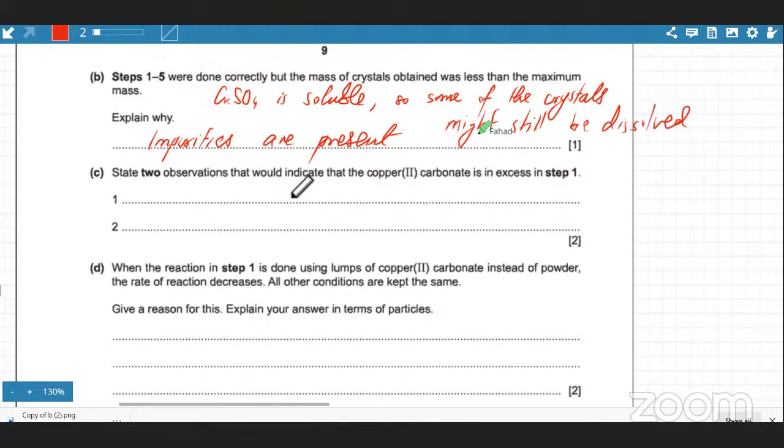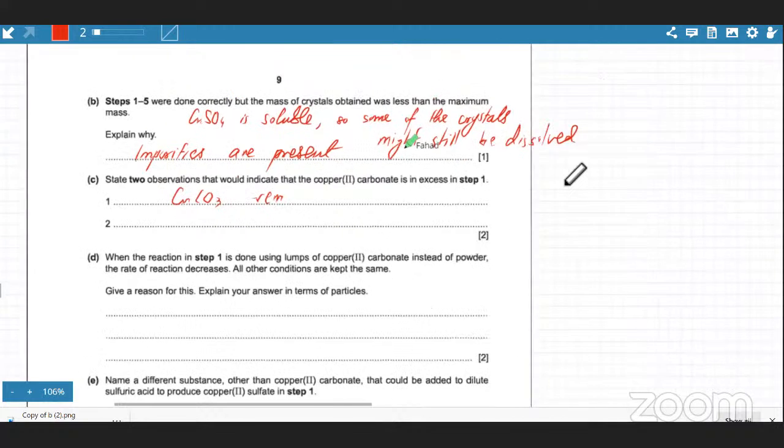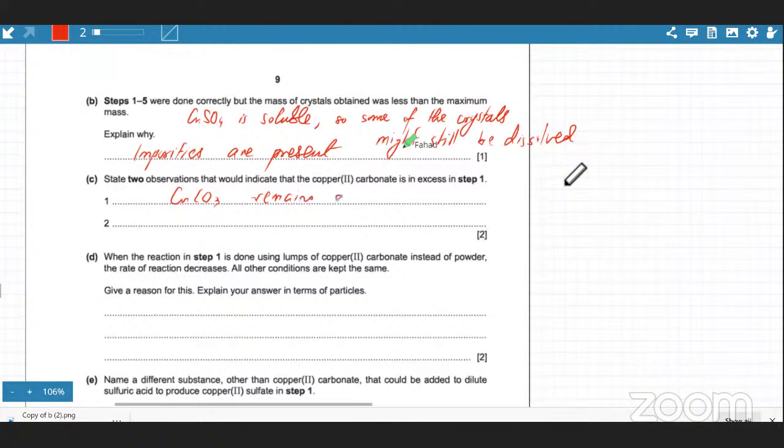Anyways, the next part is: state two observations that would indicate that the copper carbonate was in excess. So copper carbonate remains unreacted at the end. The other thing is that the bubbles of gas would stop forming, because adding copper carbonate is going to produce carbon dioxide gas. So the bubbles or effervescence stop.